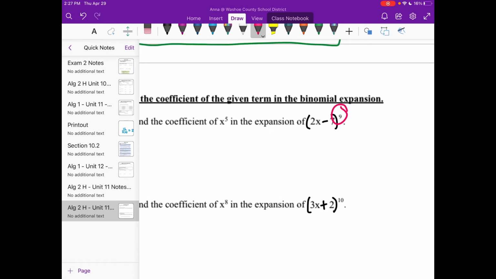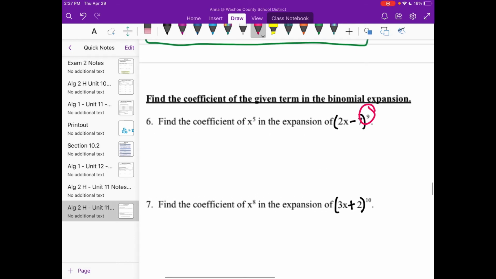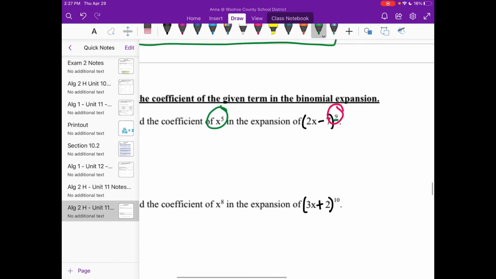Because I know that we could totally set it up to do our binomial theorem. If you think about this, like I need the x to the 5th term. So if you think about it, x to the 5th, it means like I'm going to start with this x right here.